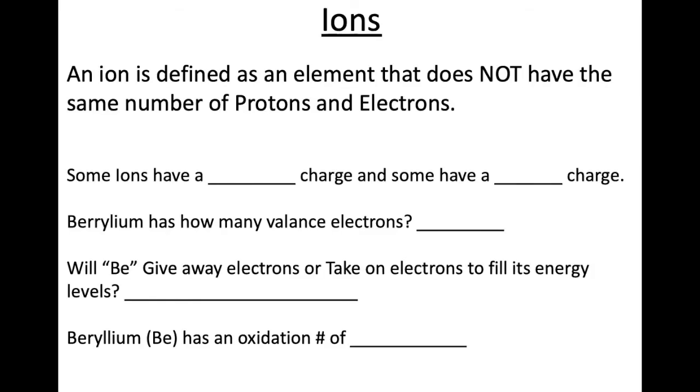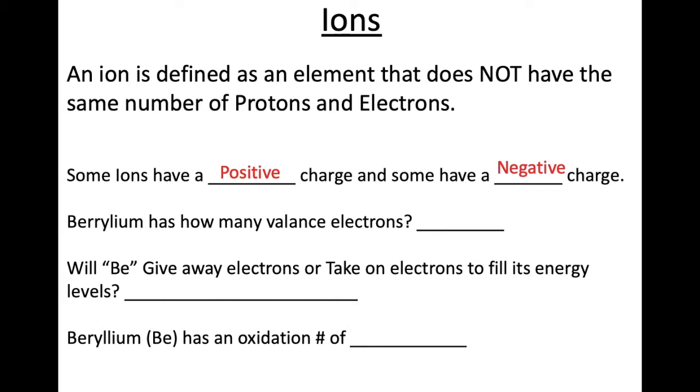Now we talked about ions before we left for spring break, but we're just going to review it. An ion is defined as an element that does not have the same number of protons and electrons. This can happen when we start to have bonding and some atoms are giving away their electrons to others versus some atoms are stealing electrons. It leaves an atom as an ion with an overall either positive or negative charge.